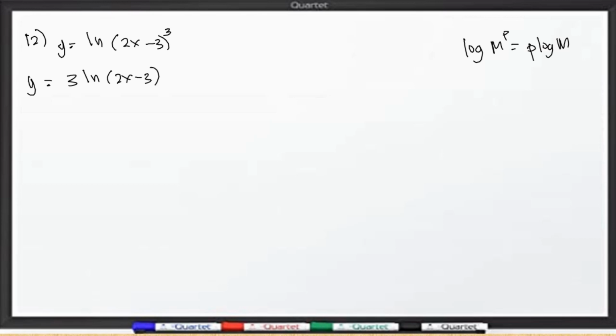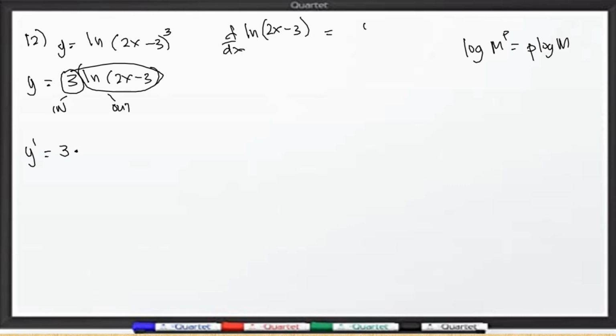So, pagka i-apply po natin yung product rule, tawagin po natin ito yung inside at ito naman po yung outside. If we're going to get y prime or dy dx, y prime will be the inside 3 times the derivative of the outside. What is the derivative of the outside then? Let us get the derivative of ln of 2x minus 3. So, ang sabi po sa atin, ang pagkuha ng derivative niyan is u prime over u. Ano po yung ating u prime? Derivative nitong inside, which is 2.